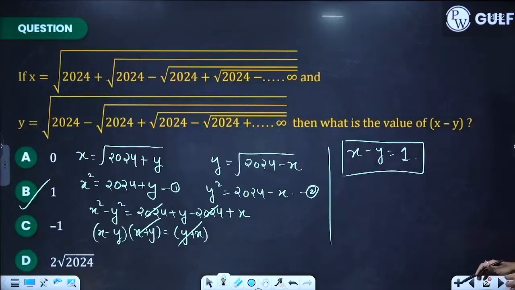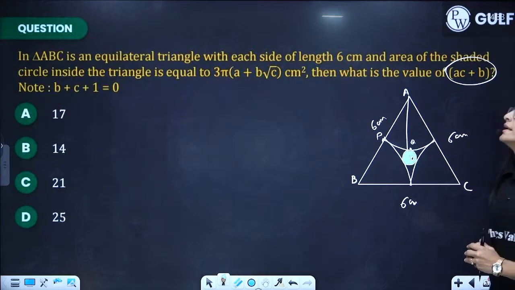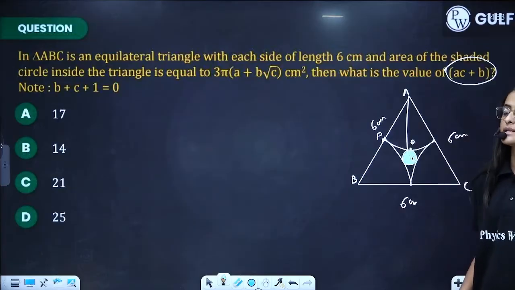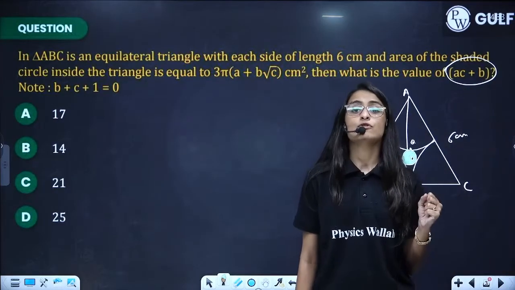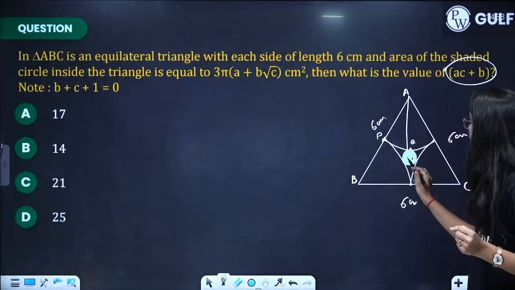Moving to the next question. I hope this question is clear to you all. The next question says that ABC is an equilateral triangle with sides of 6 cm each, wherein you have to find the area of the shaded circle.